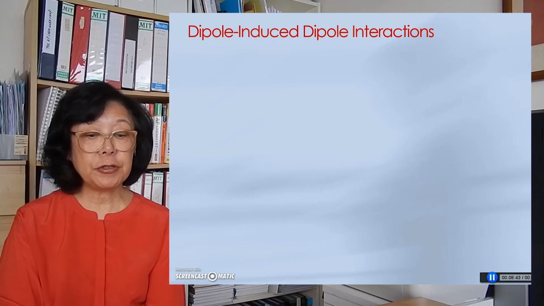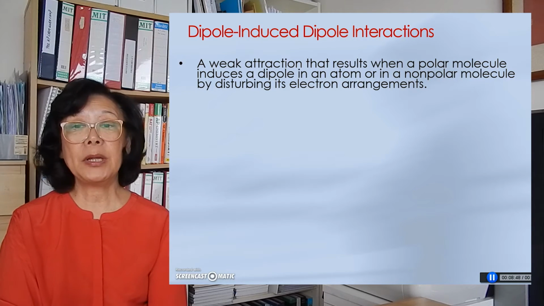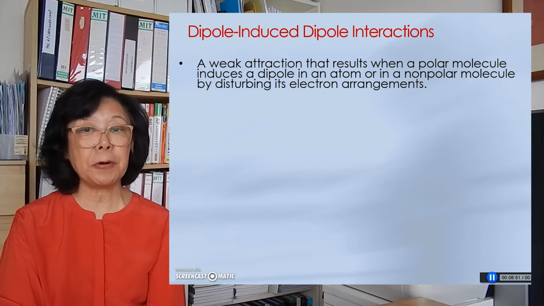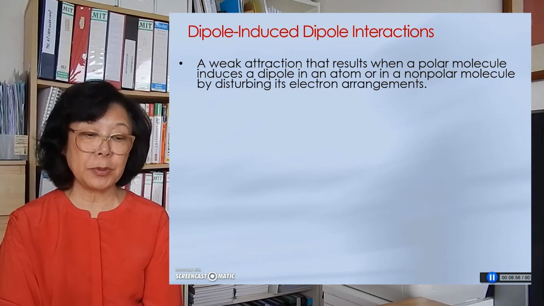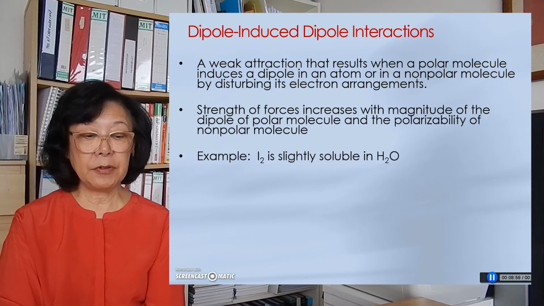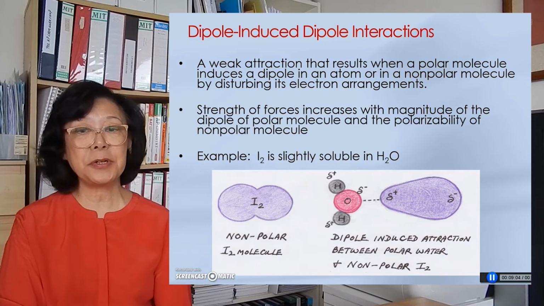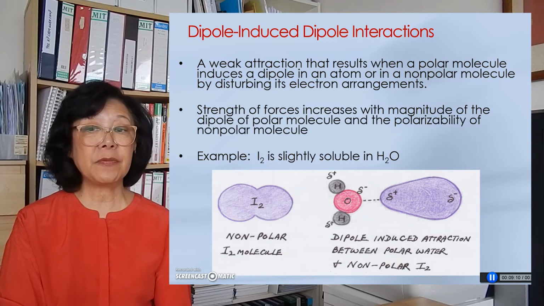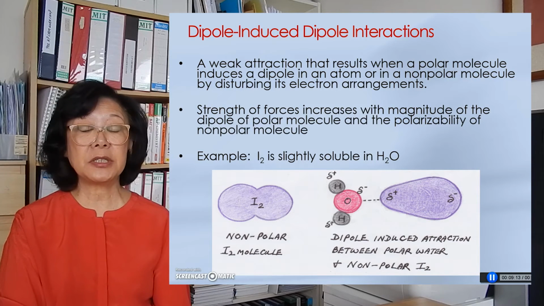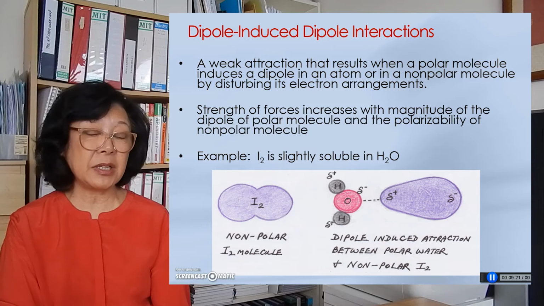The dipole-induced dipole interaction is a weak attraction that arises when a polar molecule induces a dipole in an atom or in a nonpolar molecule by disturbing the electron arrangements. If you look at this diagram, iodine is nonpolar, however, it's slightly soluble in water because iodine has a large electron cloud, which makes it very polarizable. Water is a very polar molecule, therefore, it can induce a dipole in nonpolar iodine, making it slightly soluble in water.